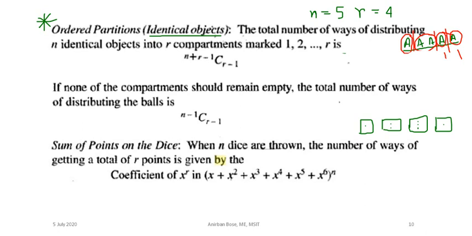Okay, so if 4 dice are thrown, that means n is equal to 4, and the sum of their points is, say, 1 plus 2 is 3, plus 3 is 6, plus 1 is 7. If you find that the sum is 7, then the question is how many ways it is possible.